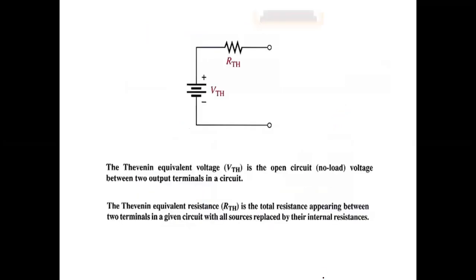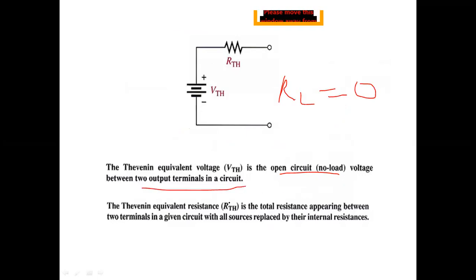In the same circuit, the Thevenin equivalent voltage VTH is the open circuit or no load voltage. Open circuit means no load is connected, so in this case RL equals 0. It is the no load voltage between the two output terminals in the circuit. And the Thevenin equivalent resistance, what is this? It is the total resistance appearing between the two terminals in a given circuit with all sources replaced by their internal resistance.